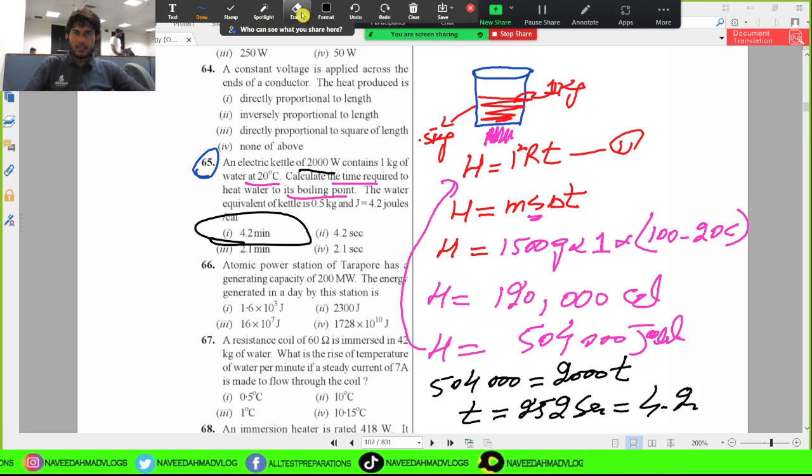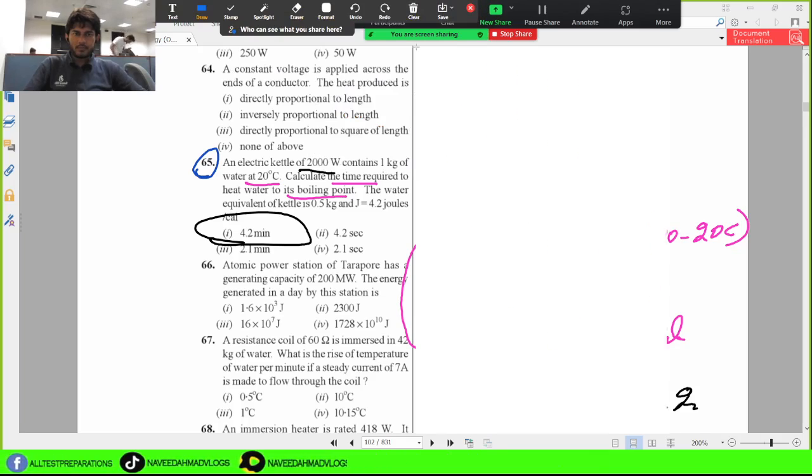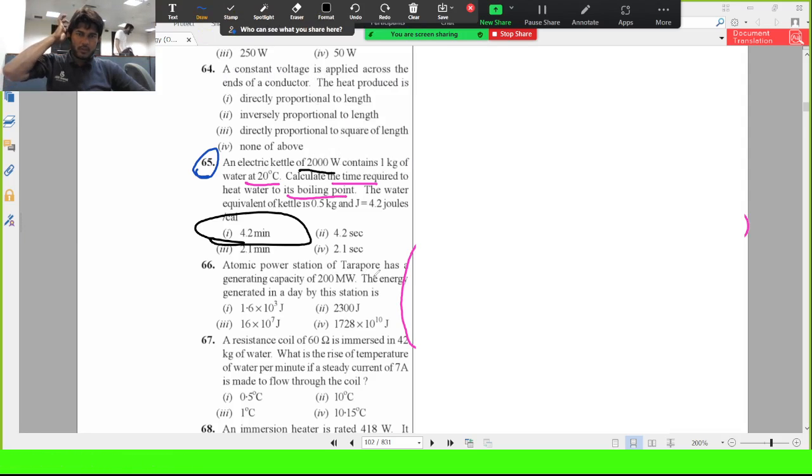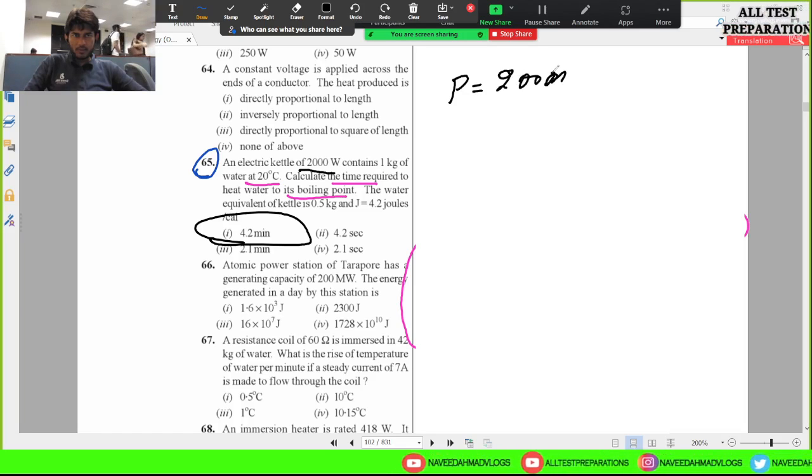Okay, next MCQ, that is 66. An atomic power station of Tarapur has a generating capacity of 200 megawatt. The energy generated in a day by this station is, okay, so you need to find the energy generated in a day. The power is given to us, that is P is equal to 200 megawatt, and you need to find the energy.